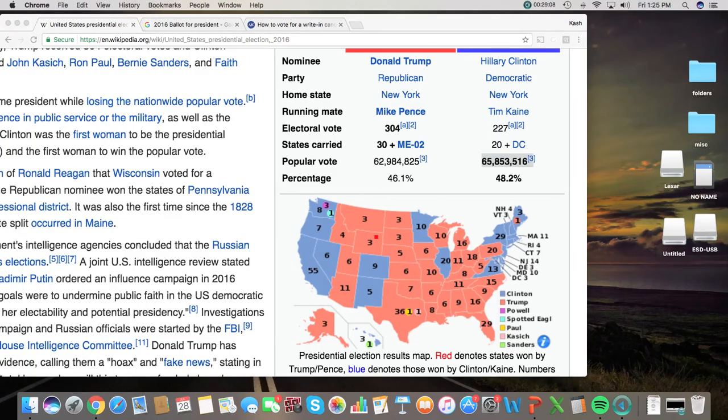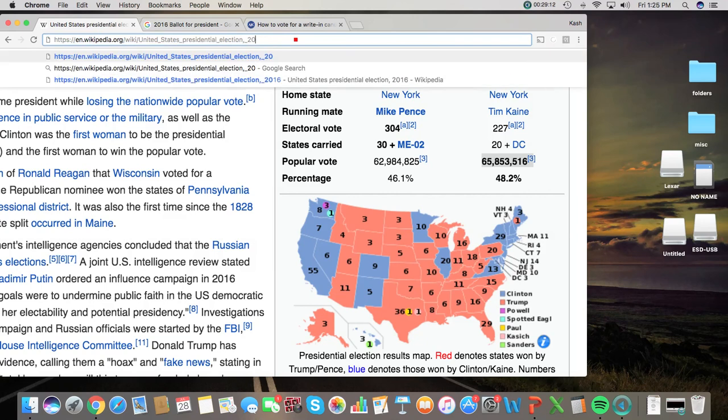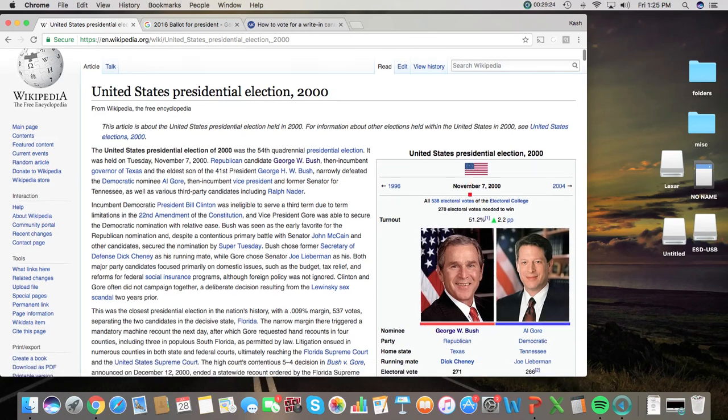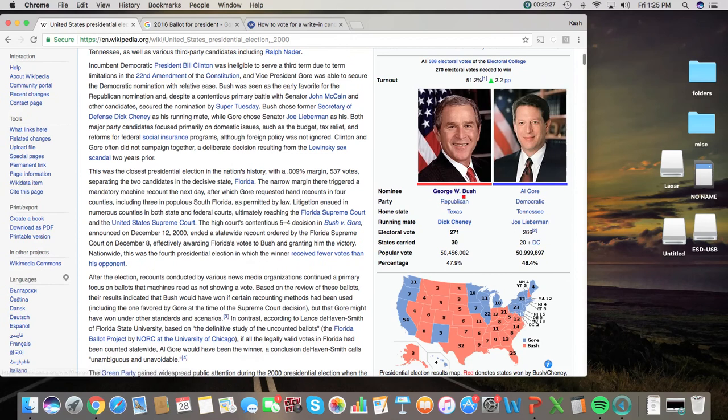So let's go back over here. We're going to look at the presidential election of 2000. Let's go back a couple of years. Anybody know who ran in this race? It was Al Gore versus George W. Bush. Now, take a look at this. We know from history that it is George Bush who became president. Look at that. He had 271 electoral votes. And Al Gore did not become president, and he had 266 electoral votes. Do you see that there?